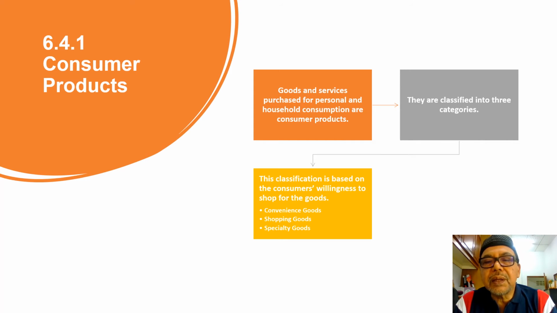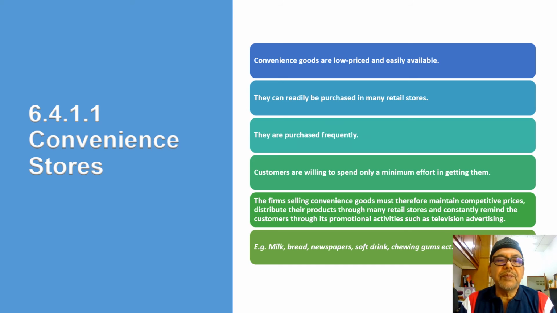We have the classification based on consumer willingness to shop for a good. We have convenience goods, shopping goods, and specialty goods. So some goods are specialized, meant for special consumers. So consumer goods, convenience stores.